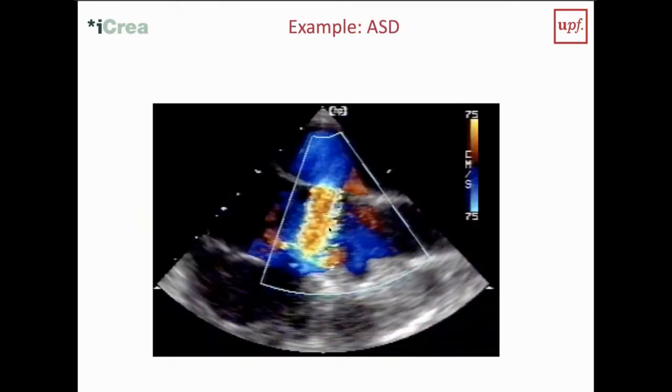Here is another way you really look at this abnormal jet, and this is actually a hole between the left and the right atrium. So it's what we call an atrial septal defect, and that can cause problems in some people also.